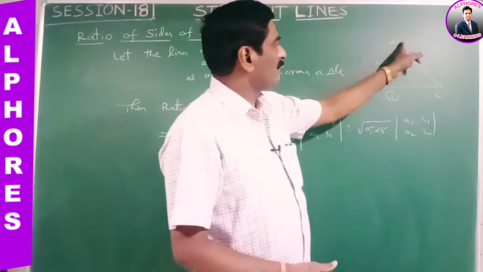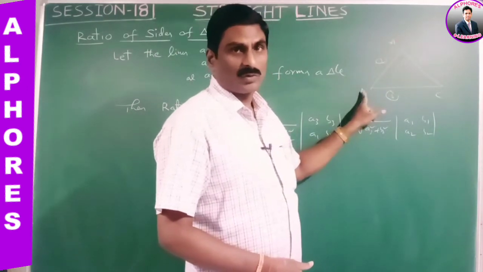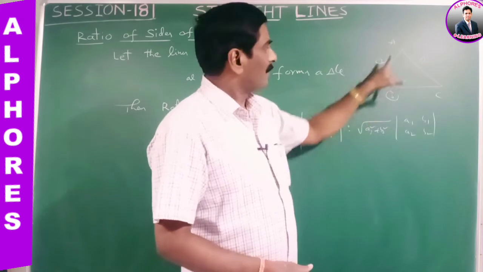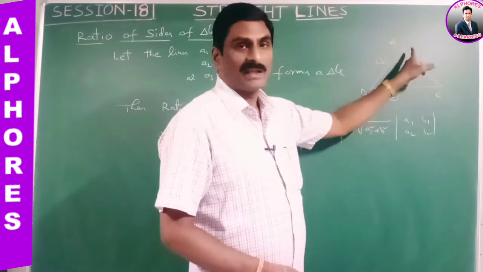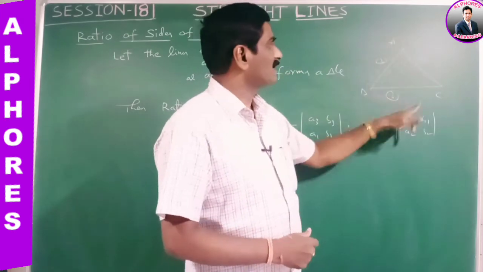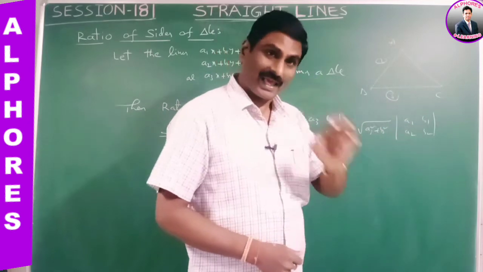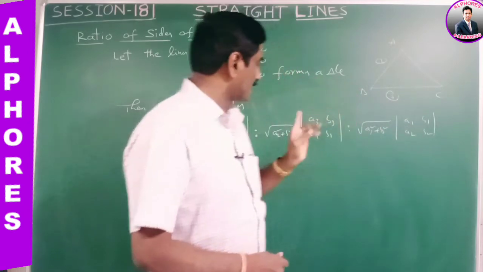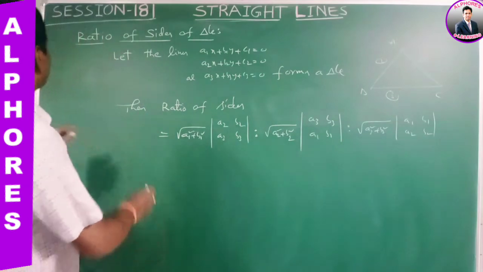So, the distance between 2 points, AB, is the square root of (x2 minus x1) whole square plus (y2 minus y1) whole square. Okay, by using that property, we find AB, BC, CA. The ratio of the sides is nothing but AB is to BC is to CA. It is the actual method, but there is a direct formula. To find the ratio of the sides, we use this formula. Very, very important. Please note this value.